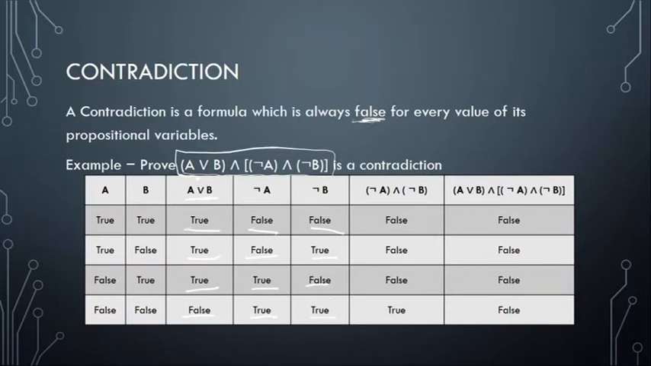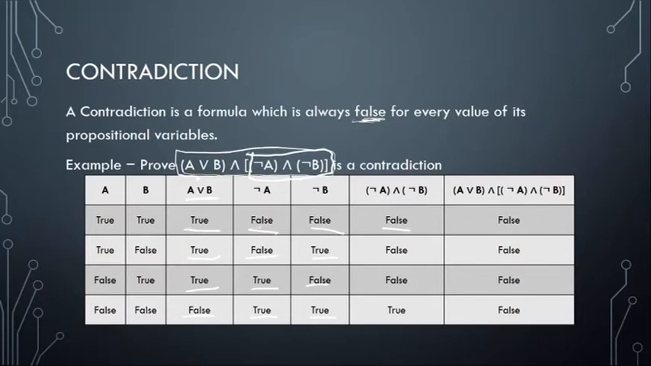Then the next proposition is this one. So, kanina po, not A and not B. So first, you get the value of this proposition, not A and not B. So not A is false and not B is false. So since it's AND, the return value is false.